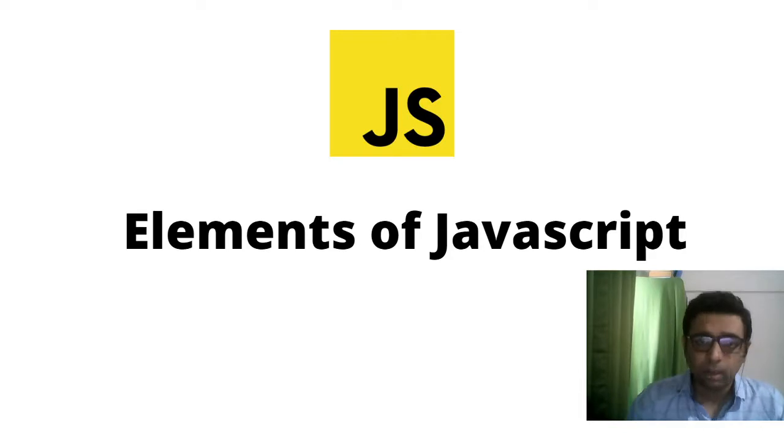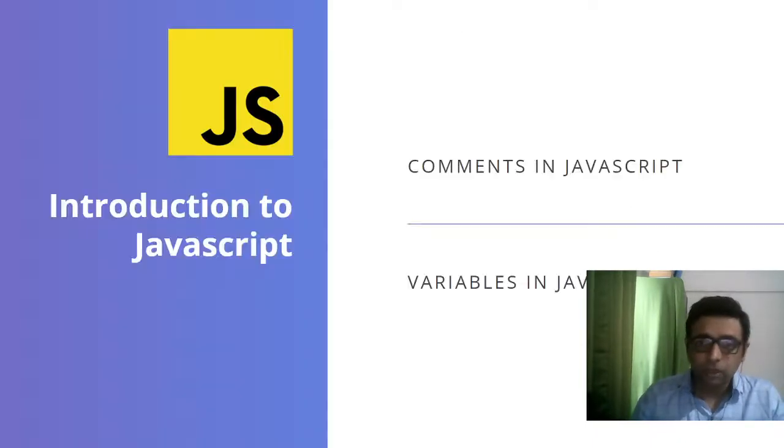Next, we will talk about the different elements of JavaScript. As I said, JavaScript is one of the most important programming languages today. It is as popular as Python, or I would say more popular than Python in the world of programmers and software development. I will talk about some of the important characteristics of JavaScript. First, I will talk about comments in JavaScript. How do you comment a line in JavaScript?